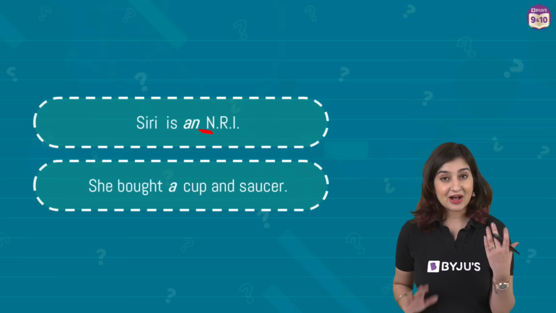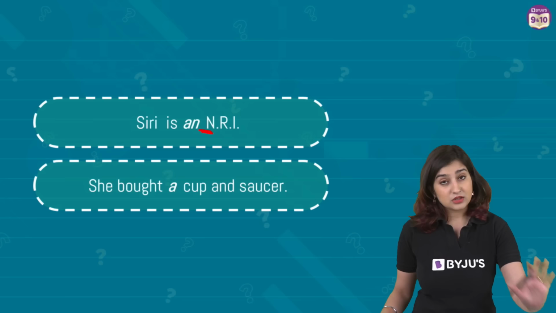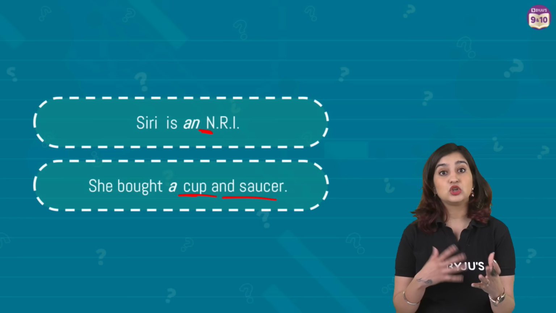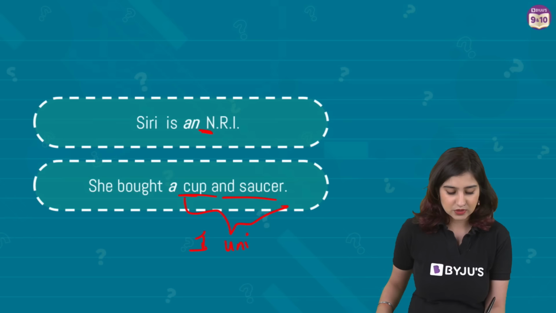Okay, she bought a cup and saucer. Now here you might get confused that cup and saucer are two things, so why have we used a before it, we said that a or an is used before singular nouns. So we consider cup and saucer as a single unit, they come together. So because both of these are acting like one unit, we have used a before it, okay.